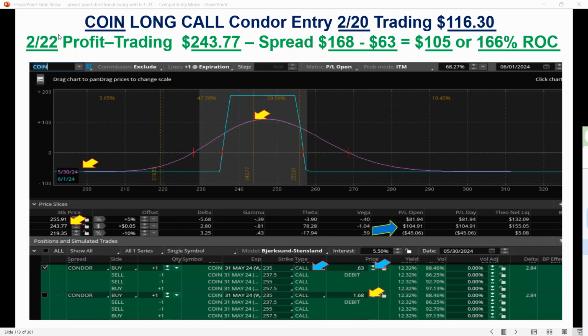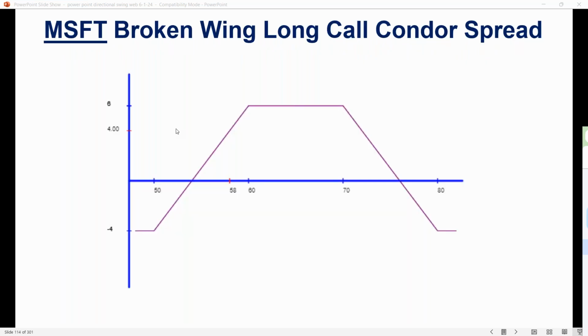We took the profit here on the 22nd. It was trading at 243.77, right in the middle where we wanted it. But for the max profit, we needed this to be right there yesterday. At that time it went from 63 to 168, so it's up 105 or 166% return. So that's pretty much an idea of what you can look at having.